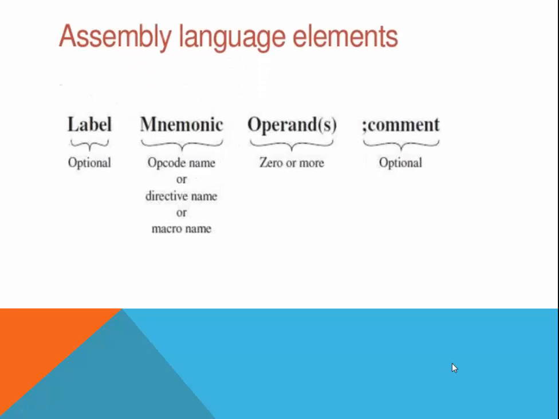Any instruction written in assembly language consists of three parts: a label, which represents the symbolic address of the instruction. The operation field specifies the operation to be performed. The operand consists of the symbolic address of the memory location. The comment field is used for the purpose of documentation.